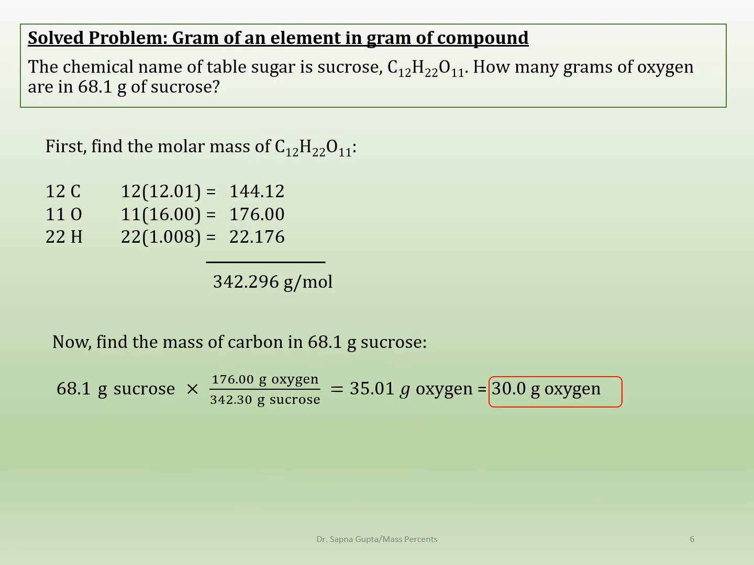Okay. All right, so here is another one. Gram of an element in gram of a compound. Okay, so a little bit different here. The chemical name of table sugar is sucrose. So C12H22O11, and yes, thank God for sugars, because can't live without them. How many grams of oxygen are in 68.1 gram of sucrose?